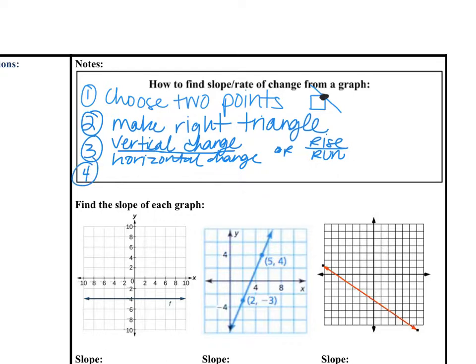Last part, and this is where I don't want you to lose points on a quiz or a test. This is you being precise and making sure that your final answer is as perfect as it should be. You need to add the positive sign or the negative sign and simplify. So if the fraction can be simplified, you must do so.